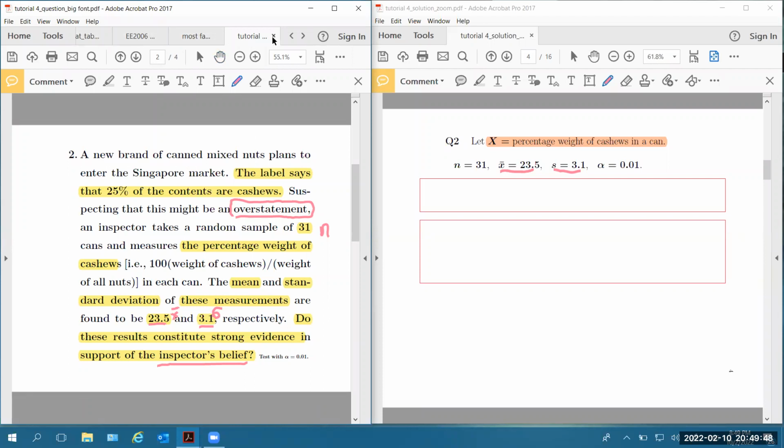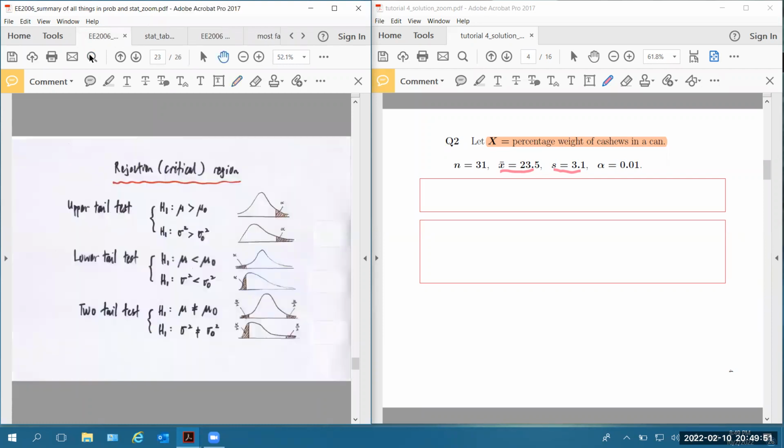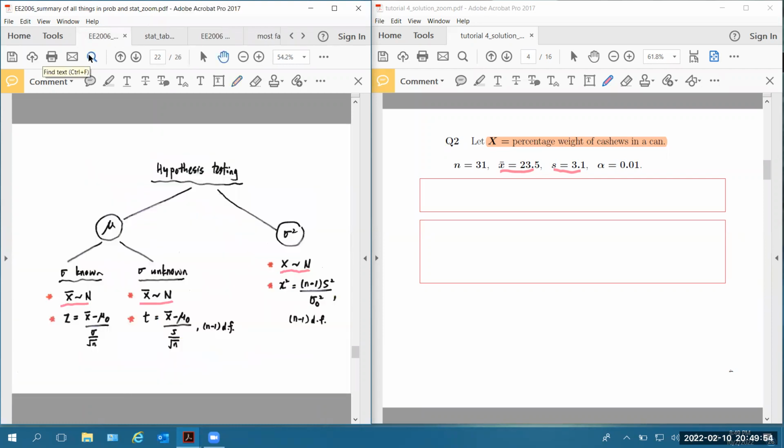Going back to our summary. Now you realize that we only test two things: either the population mean or the population variance. This is our big X here. Our X in this question is the percentage weight of cashews in a can. Now you want to test the inspector's belief. The inspector thinks that there are less than 25% of cashew in the can.